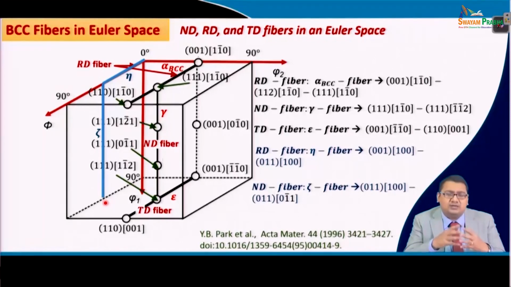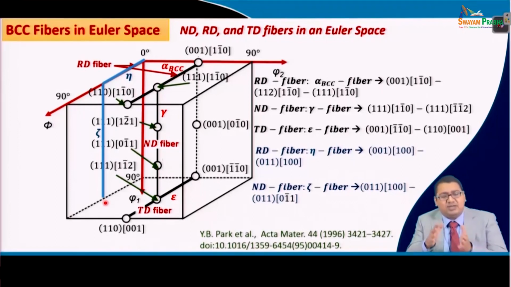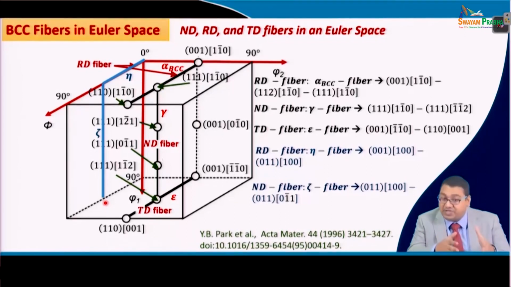Now, you know how to back calculate the Miller indices that form in the Euler space, and you can calculate that and relate it to these texture fibers, and you can find out whether we have explained it appropriately or not. And you can see that even for the tau fiber, where we are saying it is an ND fiber, the ND is basically parallel to 1 1 0. So, whenever these fibers are there, we must understand when it is an RD, when it is an ND, and when it is a TD fiber, right.